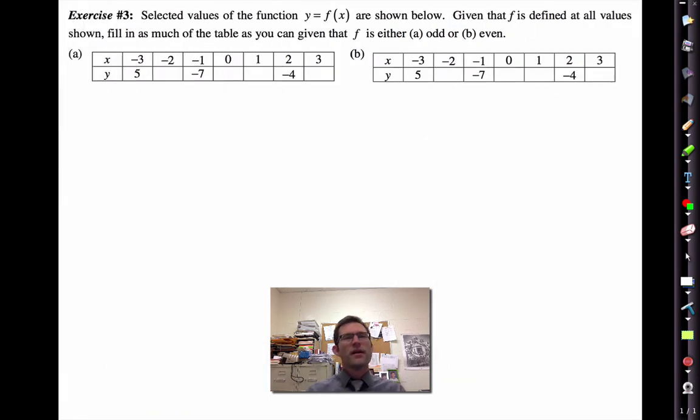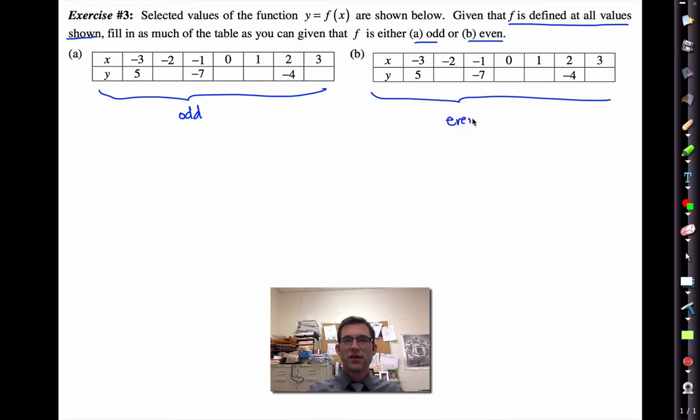Exercise 3. Selected values of the function y equals f of x are shown below. Given that f is defined at all values shown, and that is important, f is defined at all values shown, fill in as much of the table as you can given that f is either odd or f is even. So in this case, I'm telling you that f is odd. In this case, I'm telling you that f is even. Why don't you go ahead and pause the video and fill in those tables as much as you can.